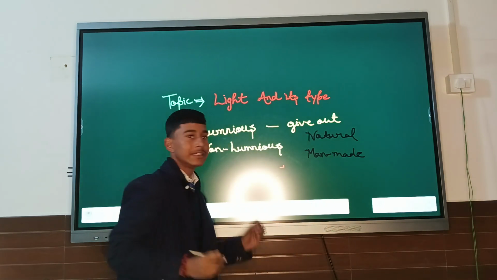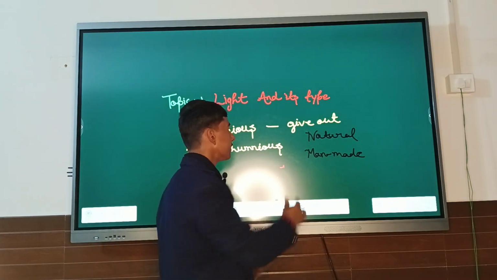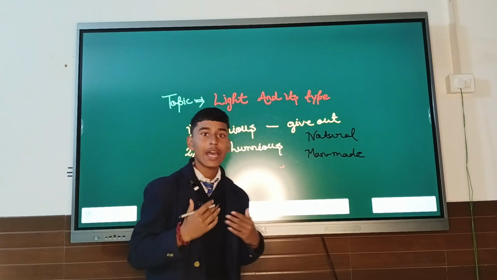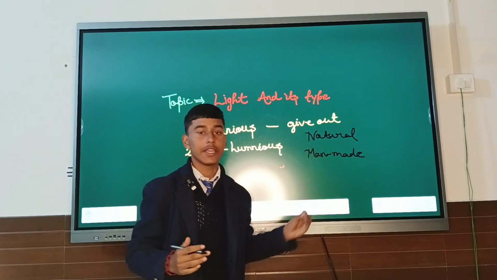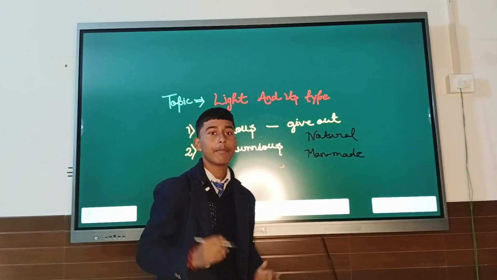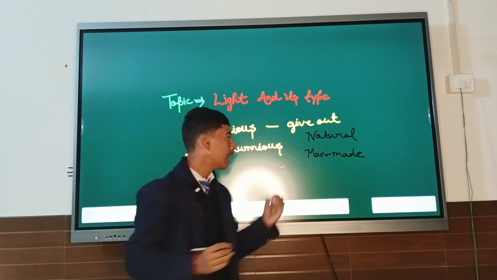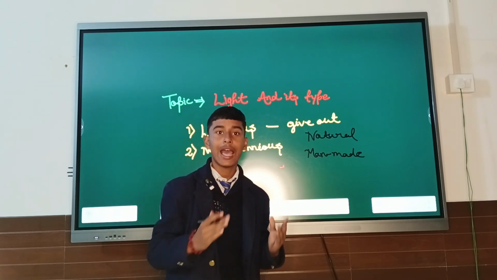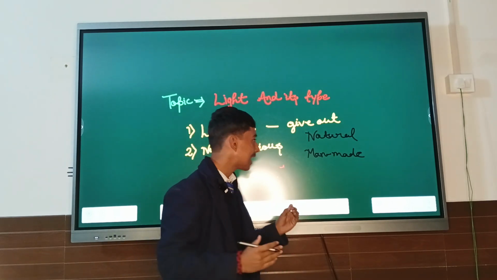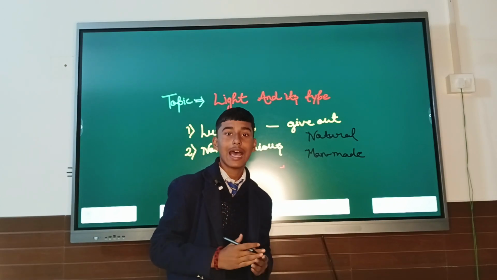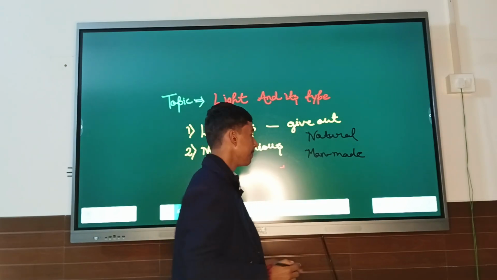natural and man-made. Natural things are the types of things that emit light and are given to us by nature. The second is man-made. Man-made things are types of light that give us light, but they are made by humans. For example, light bulbs and ring lights come into the man-made category.